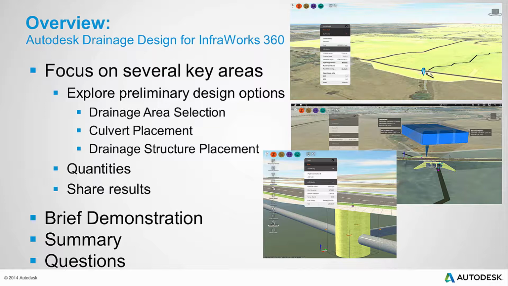We will also look at drainage structure placement along a design roadway. And last but not least, we will look at the quantities from both the culvert and the drainage structures and pipes that we placed in the model. I will give you a brief demonstration of how all this works, then have a quick summary and time for some Q&A at the end.